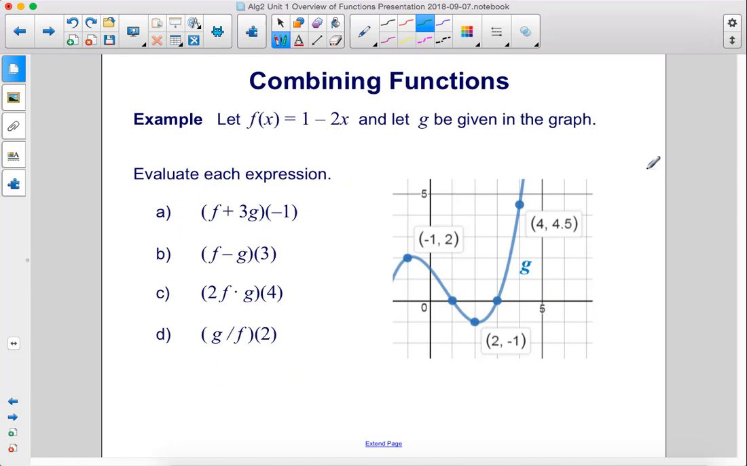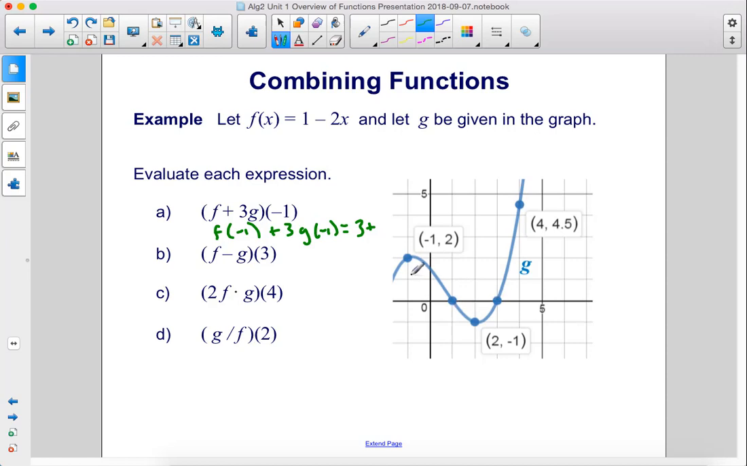Here's another example. Let f of x equal 1 minus 2x and let g be given in the graph. Evaluate each expression. F plus 3g of negative 1. So we can rewrite this as f of negative 1 plus 3 times g of negative 1. So f of negative 1 is going to be 1 minus 2 times negative 1, which is 3. So this is going to equal 3 plus 3 times g of negative 1.